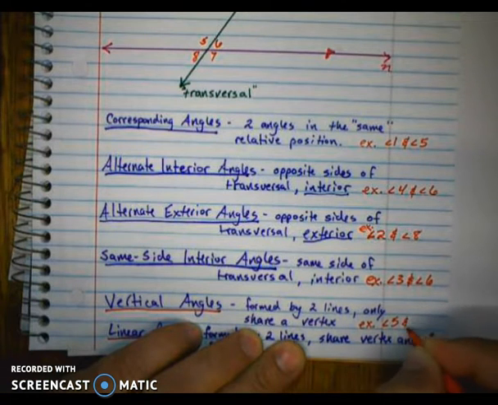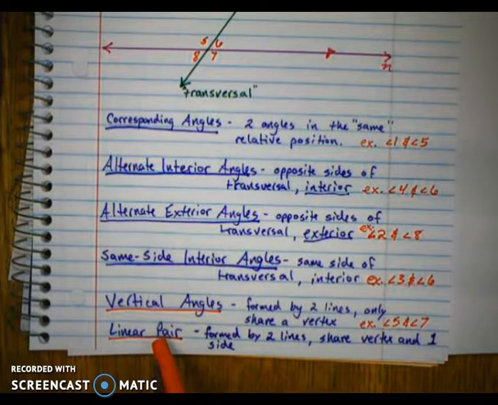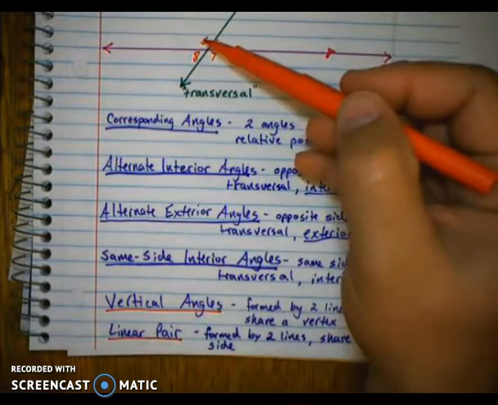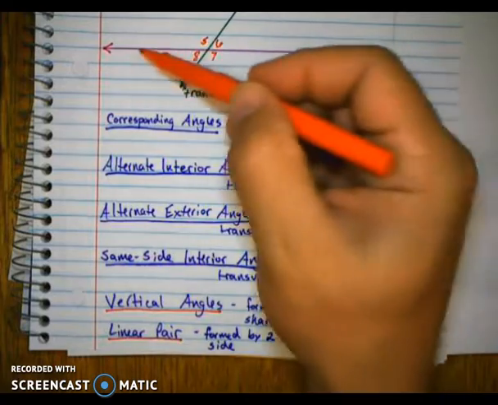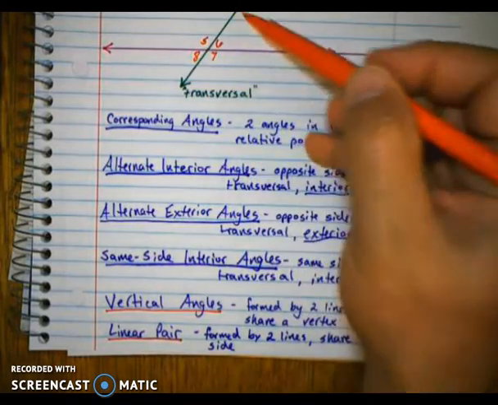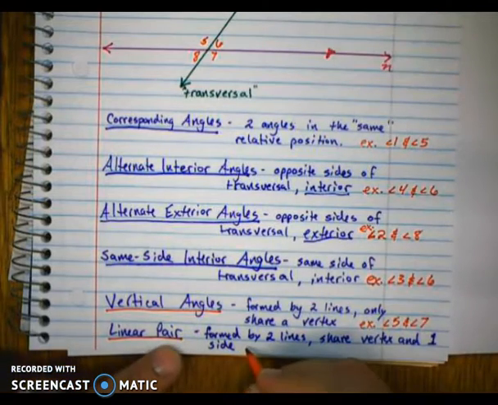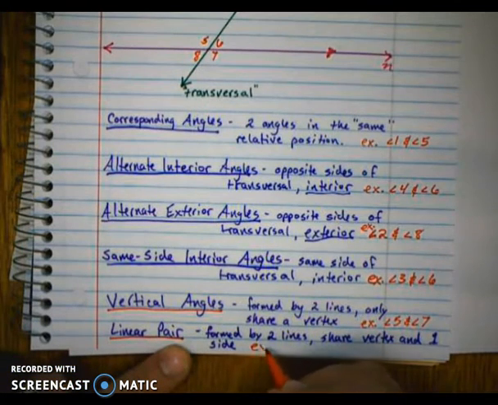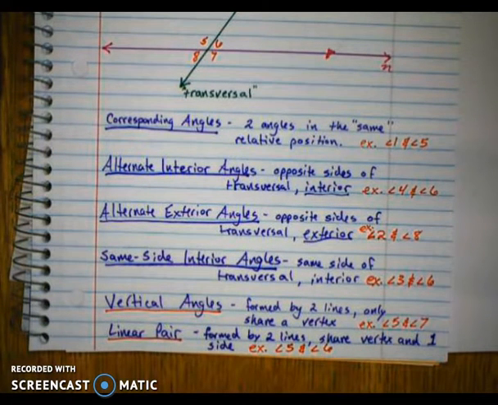And then the last concept here is that of a linear pair. A linear pair of angles are formed by two lines again, but they do share a vertex and one common side. So angles 5 and 6 would be a linear pair. You'll notice that a linear pair always makes a straight line. Angles 5 and 6 have a total, if I were to add their measures, of 180 degrees. So a linear pair is always forming a straight line. Okay, so that's your example for those.